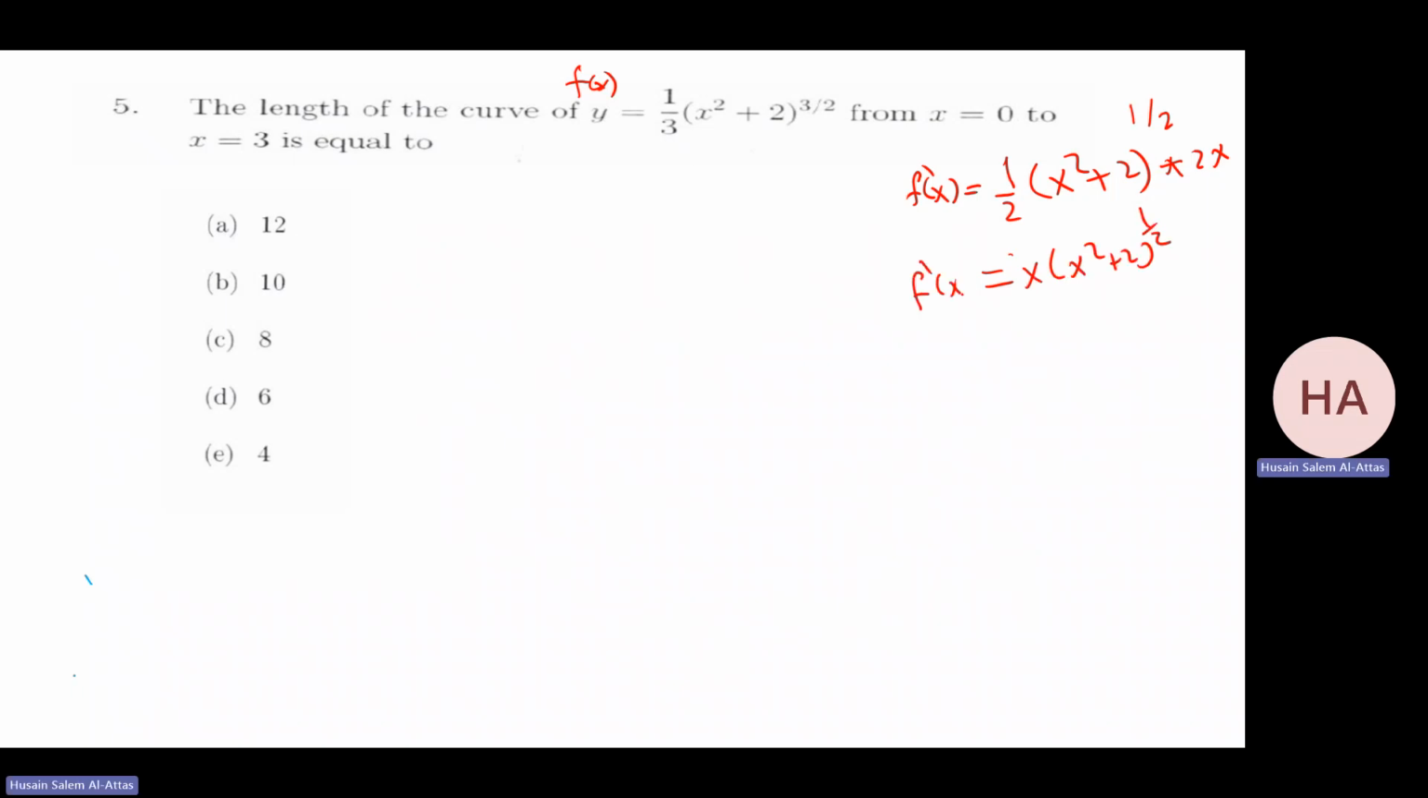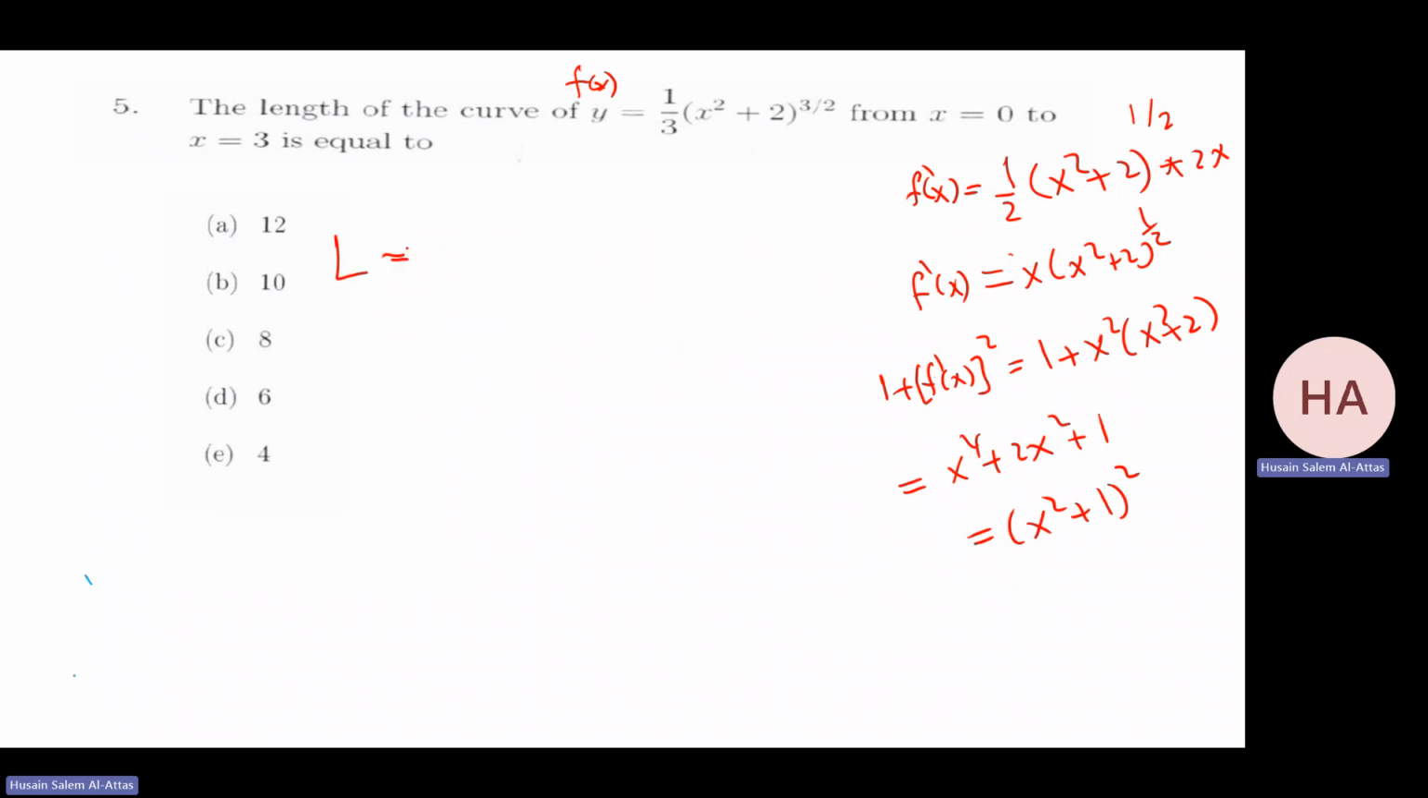This is f prime. Now 1 plus f prime of x all square. That will be 1 plus x squared times x squared plus 2. And that gives me what? X to the power 4 plus 2x squared plus 1, which is x squared plus 1 all square. I get rid of the square, the square root.